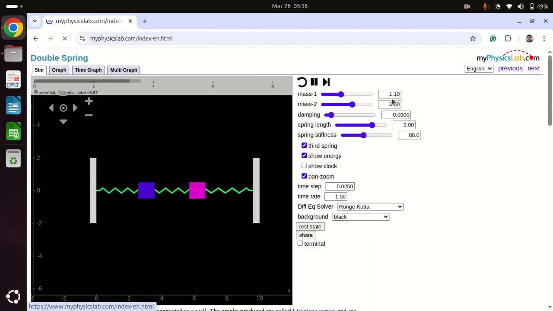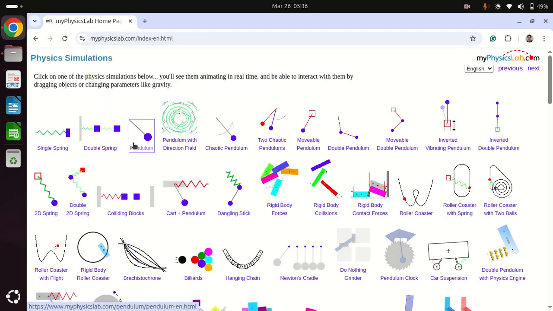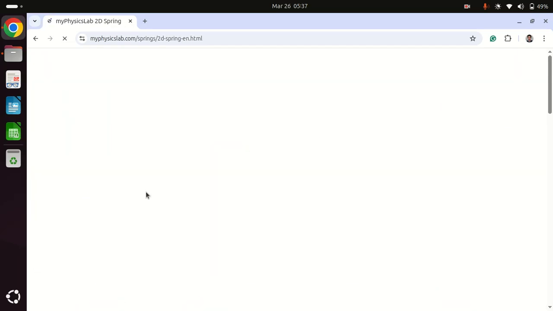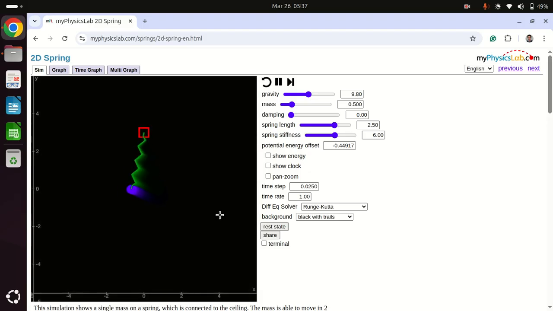So let's again go to this original screen, and here we have 2D spring and double 2D spring. So we will check them also. So let's see 2D spring. So you can see this can oscillate in vertical as well as horizontal. So therefore it is 2D spring.